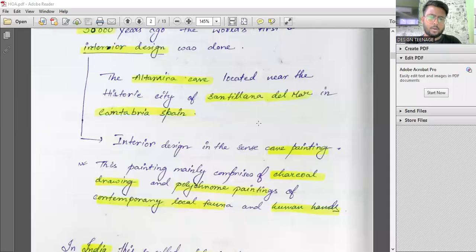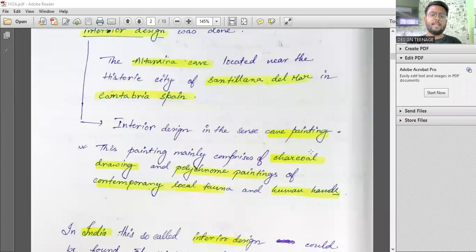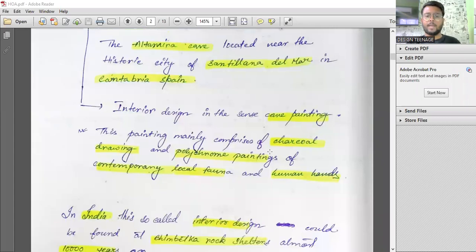Okay. Now we will quickly go back to our PDF, our study material, where we were discussing. Interior design in the sense of cave painting mainly comprises charcoal drawing and polychrome paintings of contemporary local flora and human hands.